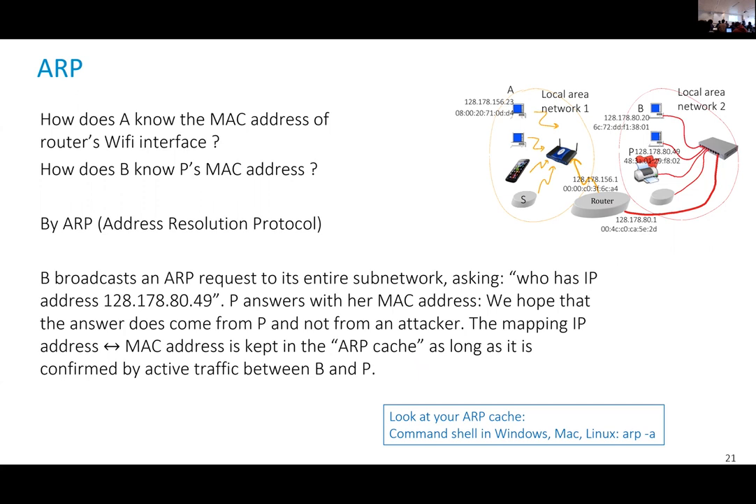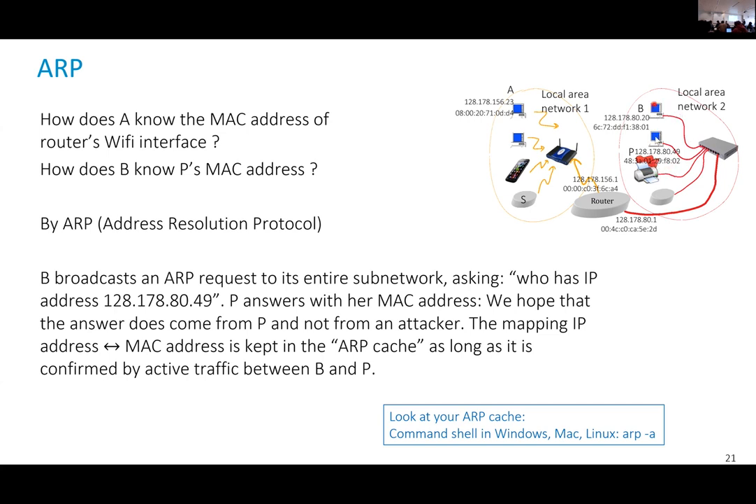It's called a cache because we keep whatever we learn on the fly, and we keep it for some time. So as long as B and P communicate, for example, if B continues to use the printer, it will send acknowledgements that the packets have been well received. As long as B obtains evidence that the MAC address of P is this one, the cache is renewed. And if that happens frequently, then ARP will never be used again. We will use it only once at the beginning.